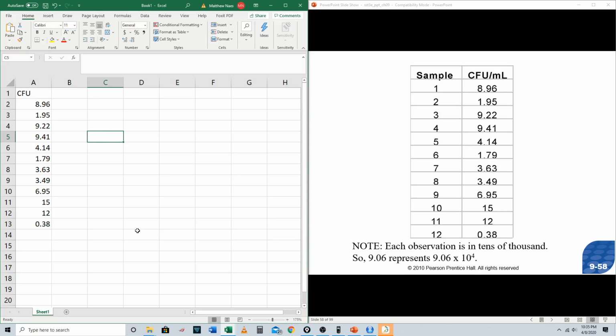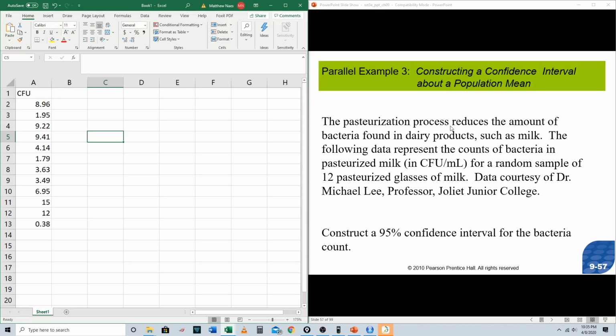All right, I don't know what any of this means. Okay, we're just going to read all this. Pasteurization is a process reducing the amount of bacteria found in dairy products such as milk. The following data are amounts of bacteria in pasteurized milk, in CFU, and I don't know what CFU stands for, per milliliter for a random sample of 12 pasteurized glasses.